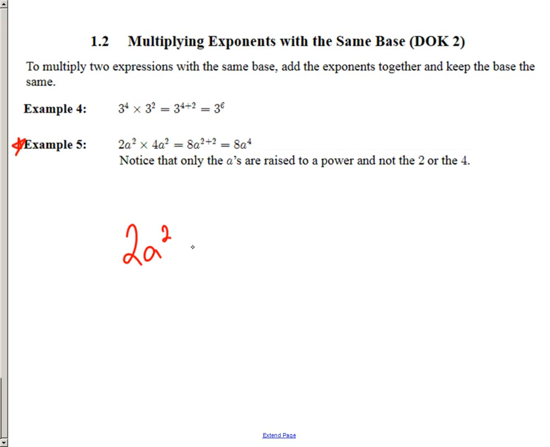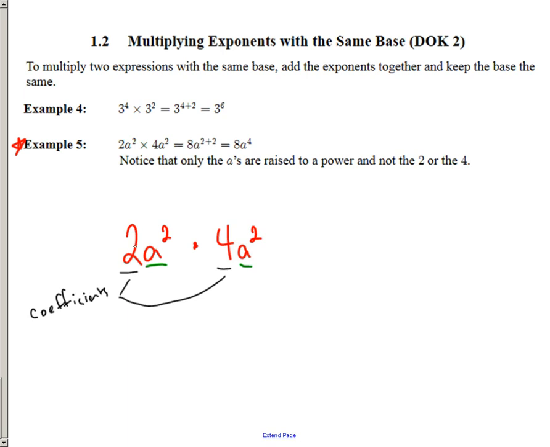2a squared times 4a squared. What can we do with this? Well, first off, understand that the base is actually a for both of them, a to the second power, a to the second power. What you see right here with this 2 and this 4 is that they're actually called coefficients.